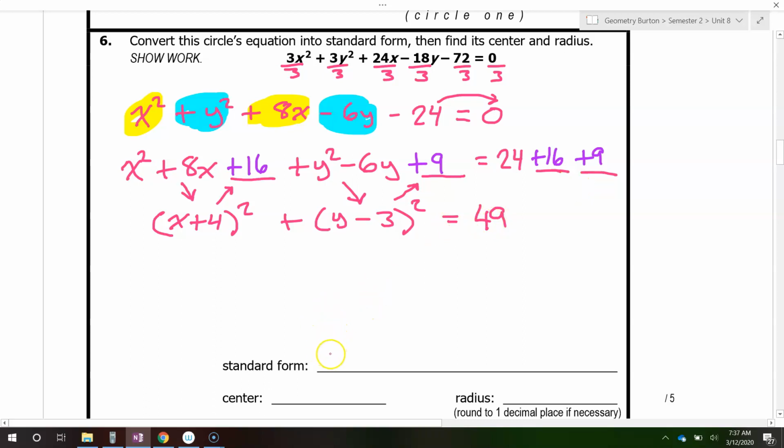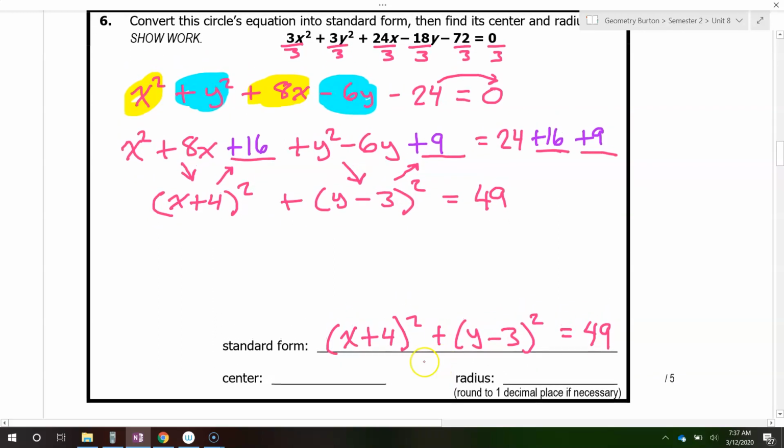So that is the standard form equation, which I'll just copy down here. The standard form equation is (x plus 4) squared plus (y minus 3) squared is equal to 49. With that in mind, the center is going to be (-4, 3). It's the opposite of this and the opposite of that. The radius will be 7. Of course, I got that by doing the square root of 49.